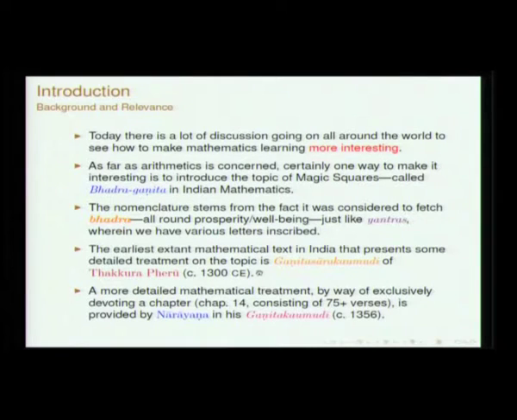The earliest text is one of Thakkura Pheru, called Ganitasara Kaumudi, and then Narayana Pandita's work is called Ganita Kaumudi. In fact, somebody was asking me some time ago, what does this word Kaumudi mean? Kaumudi normally refers to a text which deals with grammar, but in fact the word Kaumudi actually means moon's light. Ganita Kaumudi means it is moonlight, mathematics in the form of moonlight perhaps. So that is how the name Ganita Kaumudi came.